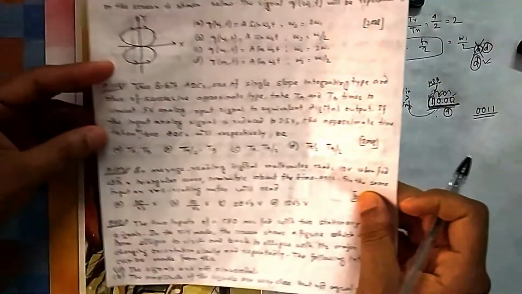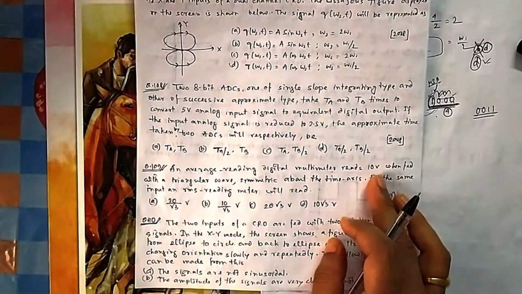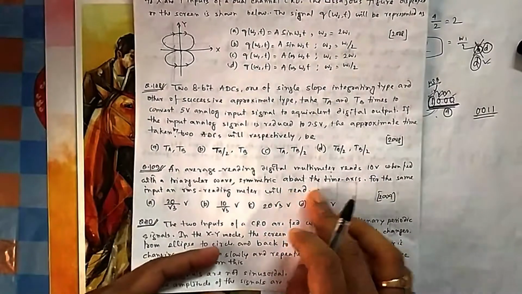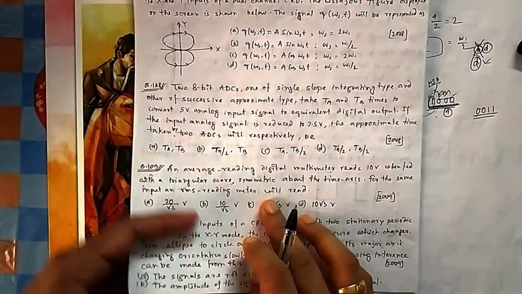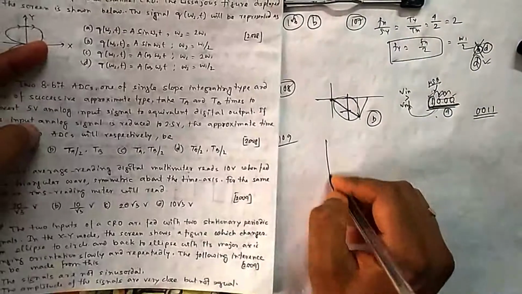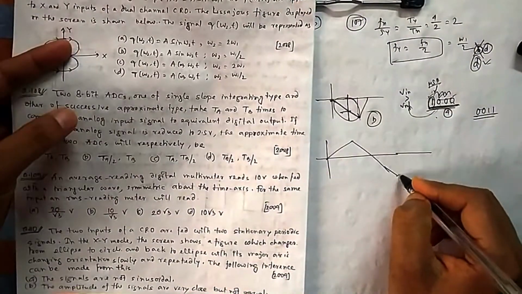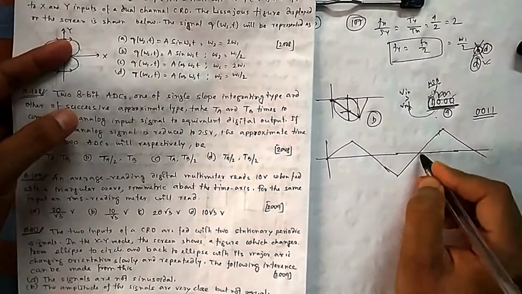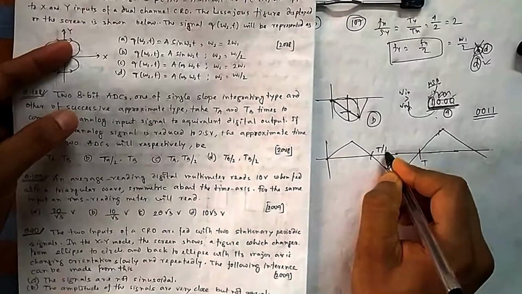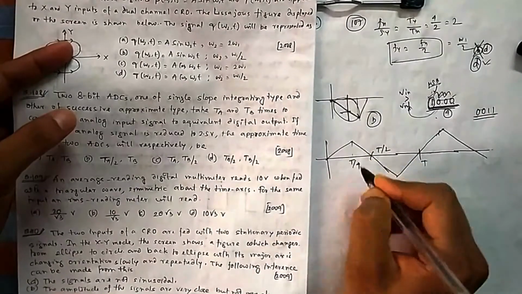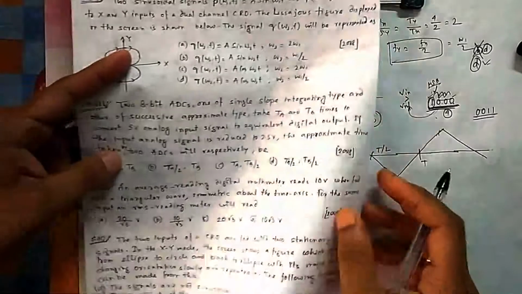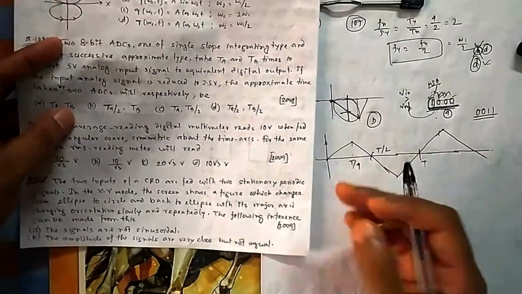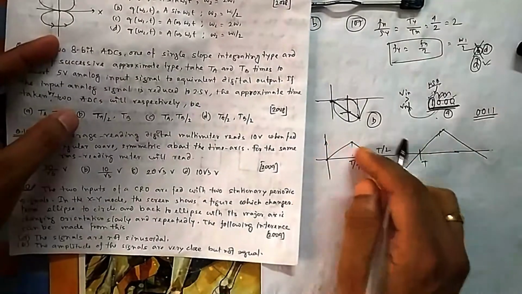Now if you come to 109, the average reading of a digital multimeter reads 10 volt when it is fitted in a triangular wave, symmetrical about the time axis. What RMS value will the same input give? So if it is symmetrical about the x-axis, something of this fashion, a triangular wave. Suppose this is T, this is T by 2, and this position is T by 4. If you take the average for the full cycle, it is always 0.